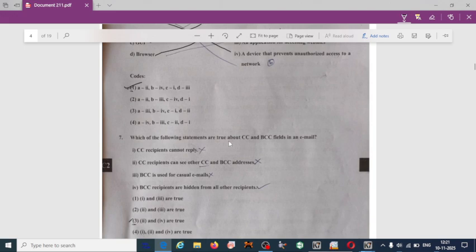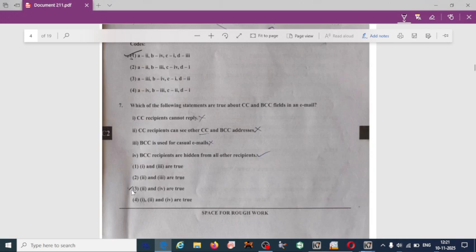Which of the following statements are true about CC and BCC fields in an email? CC receives, can't reply. So I will go for the option. Correct option is 3. That means 3, 2 and 4. 2 is what CC recipients can see other CC and BCC addresses. Then fourth one is BCC recipients are hidden from all other recipients. This is the correct answer. That means option 3 is correct.